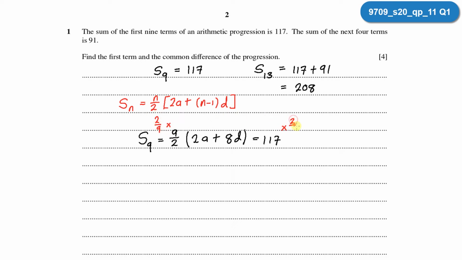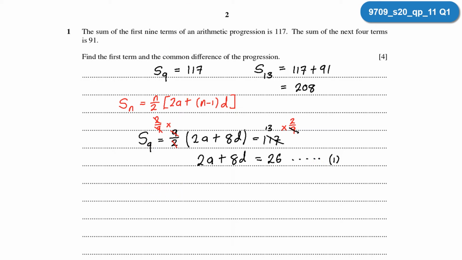So this side again by the same. So the 2's will cancel out and the 9 will cancel out. So I'll end up with 2a plus 8d on the left side. It's equal to 9 dividing into 117. It gets in 13 times, and 13 times 2, we get 26. So we have here an equation in terms of a and d.